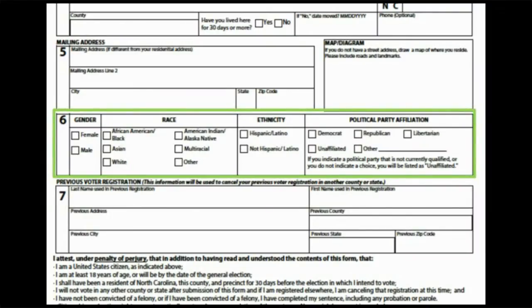Let's take a look at section 6. Section 6 is completely optional. The Board of Elections is trying to get some demographic information here. It will ask you about your race, your gender, and party affiliation. Now, this party affiliation thing. Please, and I do mean please, under no circumstance should you suggest that a person register under any political party.